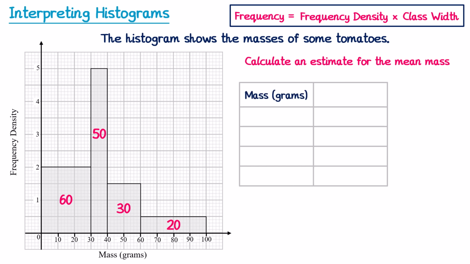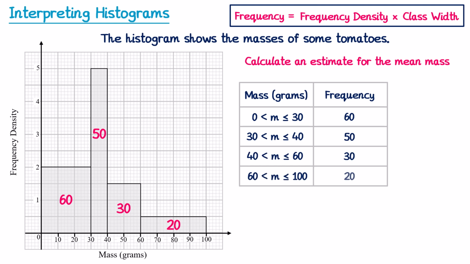So this one's about the mass of tomatoes in grams, and we need the frequency column. The first bar goes from 0 to 30 with a frequency of 60. The next one is from 30 to 40 with a frequency of 50. And then from 40 to 60, frequency of 30, and from 60 to 100 with a frequency of 20.